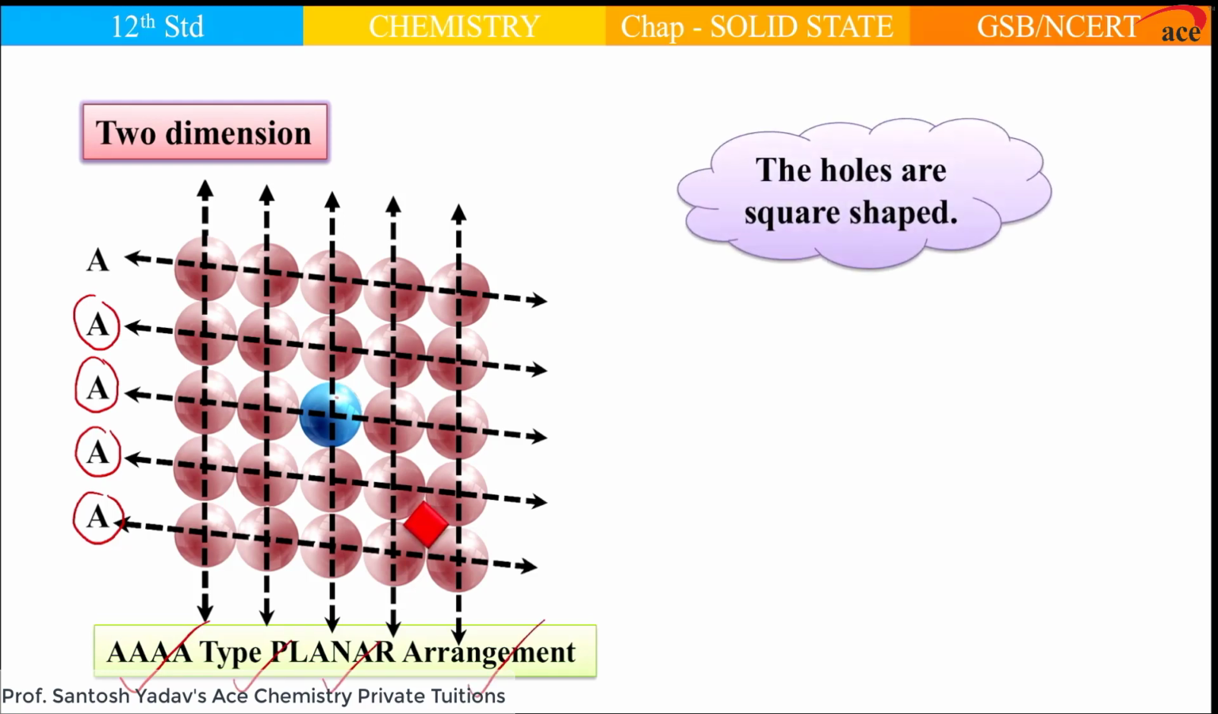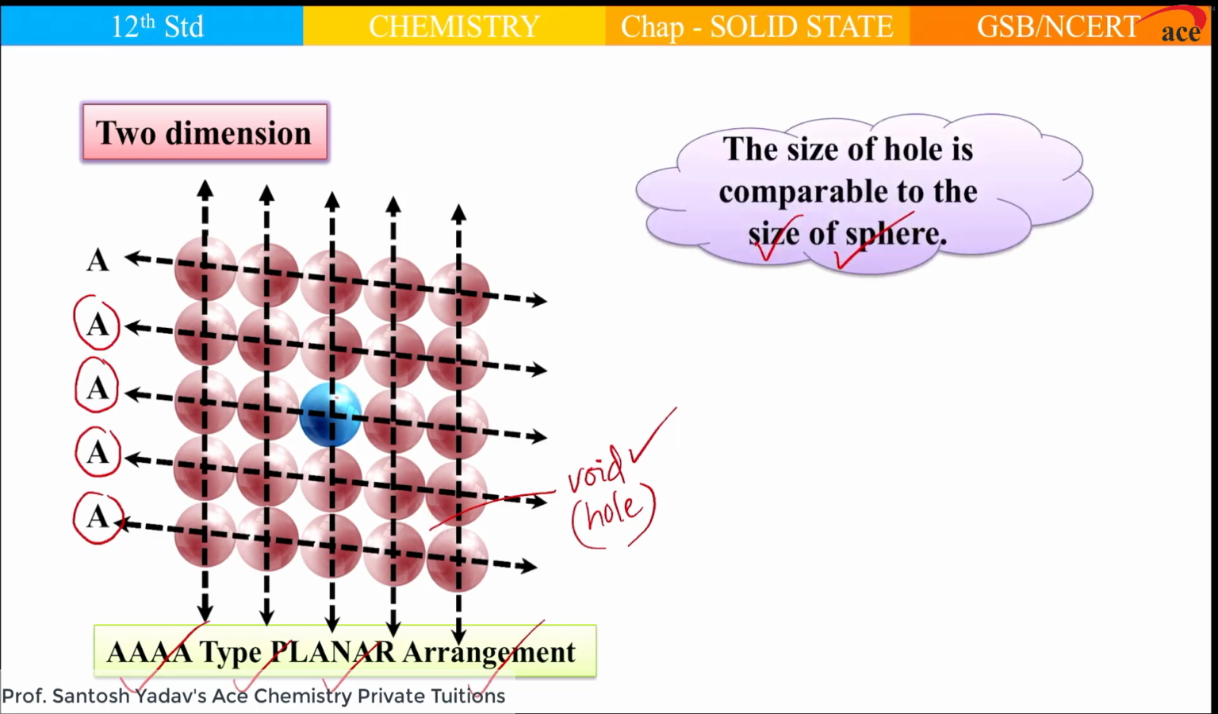There is one more name for this before that. The void space, empty space, which in common language we call a hole, in scientific language is called a void, and the void is square shaped. Square shaped void. For your information, that void has a comparable size to that of the sphere.